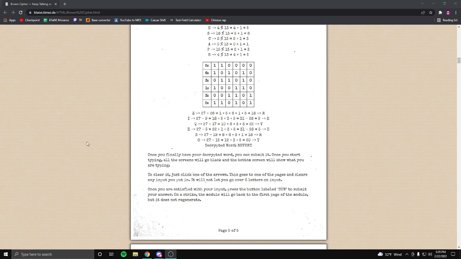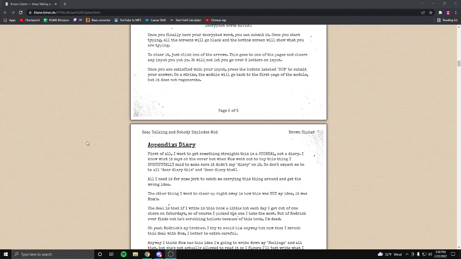It will not let you go over 6 letters on input. Once you're satisfied with your input, press the button labeled Sub to submit your answer. On a strike, the module will go back to the first page of the module, but it does not regenerate.